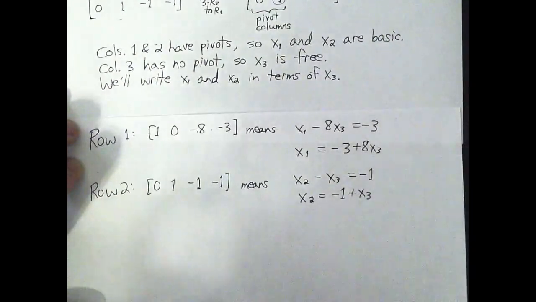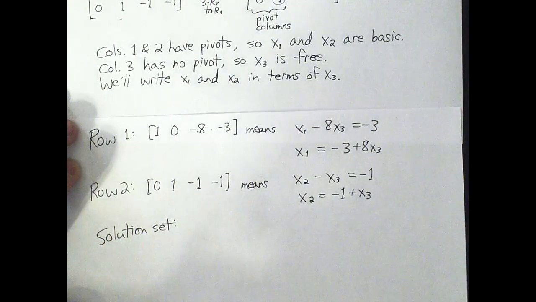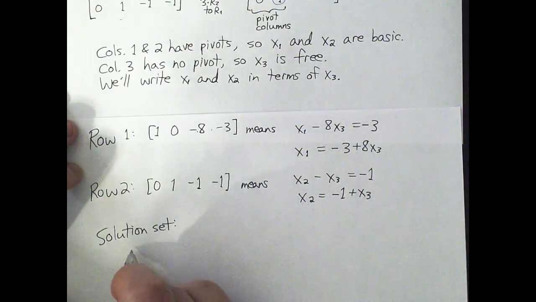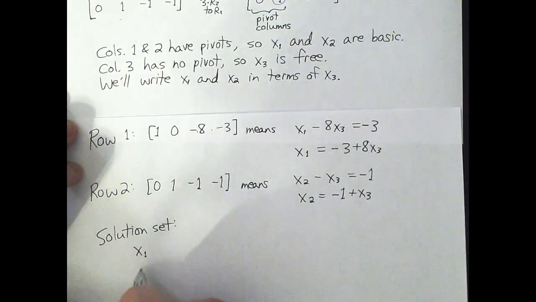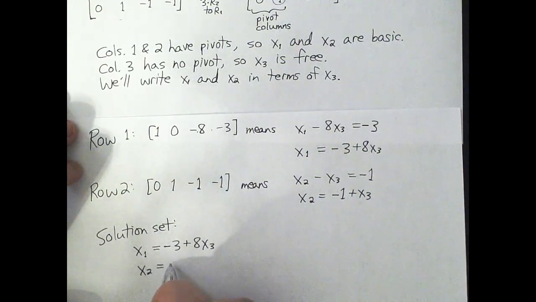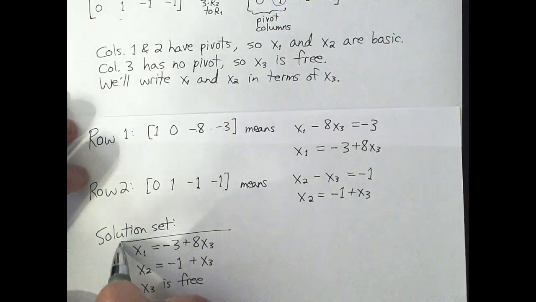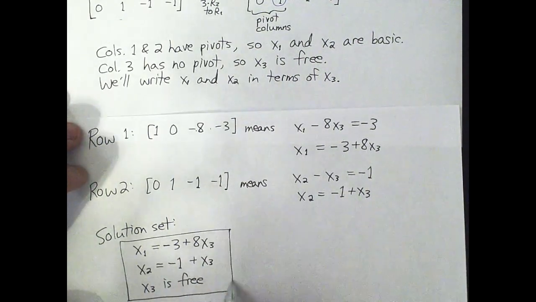I'm ready to write the answer. The solution set, technically the parametric representation of the solution set. There were 3 unknowns, so we should say something for all 3: x1, x2, and x3, right? I'm going to say x1 is what we found for x1, x2 is what we found for x2, and x3 is free. That means that x3 can be any real number.